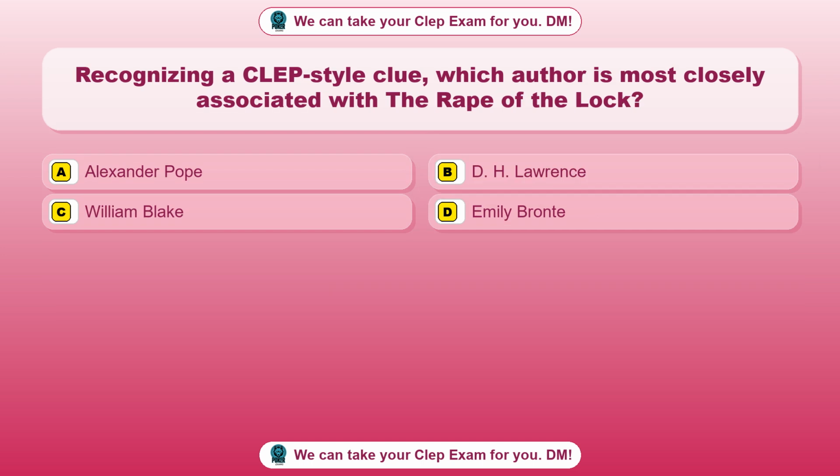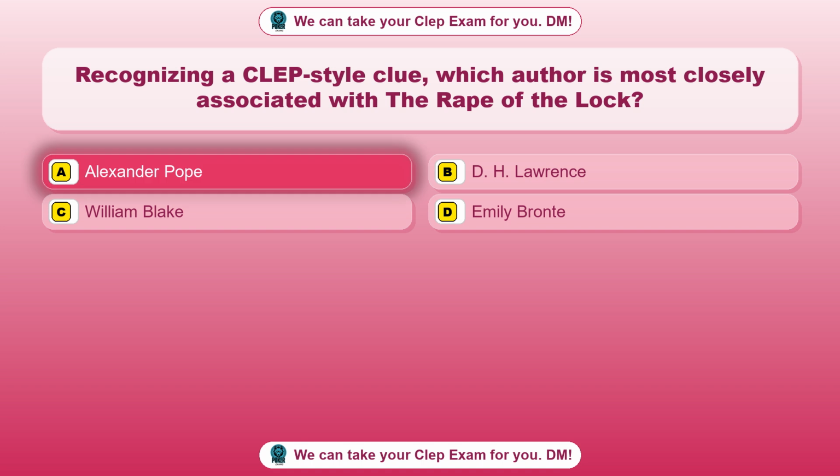Question 68. Recognizing a CLEP-style clue, which author is most closely associated with The Rape of the Lock? Option A, Alexander Pope. Option B, D.H. Lawrence. Option C, William Blake. Option D, Emily Brontë. The correct answer is option A, Alexander Pope.